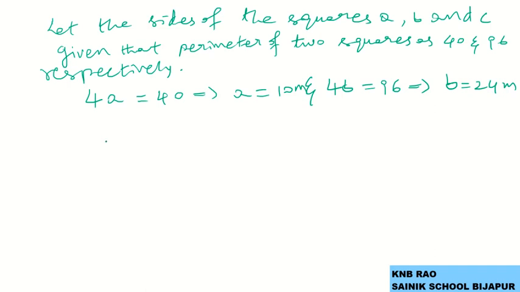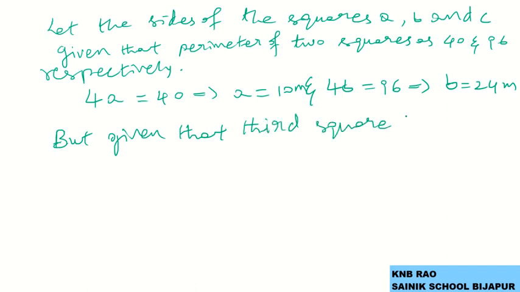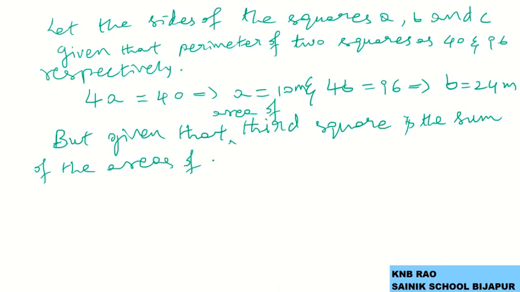But given that the area of the third square is the sum of the areas of the two squares, therefore C square equals A square plus B square.